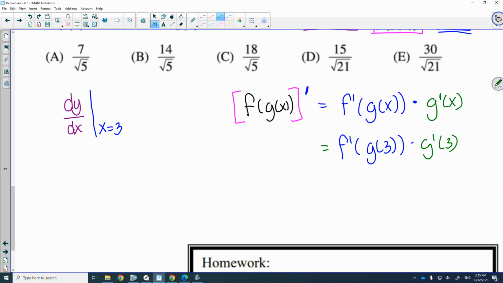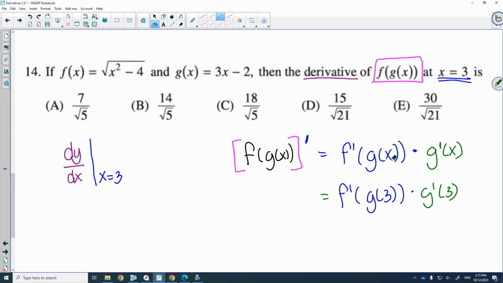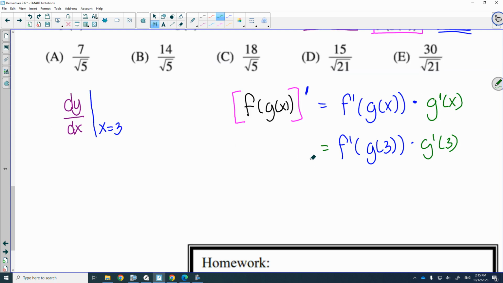Okay, so let's see what they've given us and what we could figure out. So g of 3, I could figure out. Here's my g function. I could figure out what g of 3 is. So g of 3, it's 3 times 3 minus 2. G of 3 is equal to what? 7. That's what g of 3 is, 7. Okay. So g of 3 is 7. That's going to go in my f prime function. And then I need to figure out what g prime at 3 is.